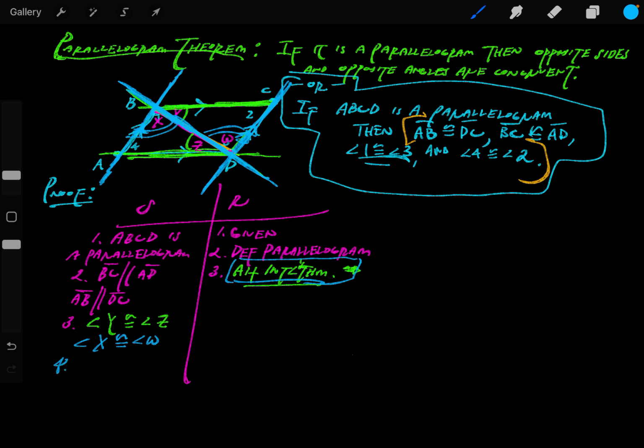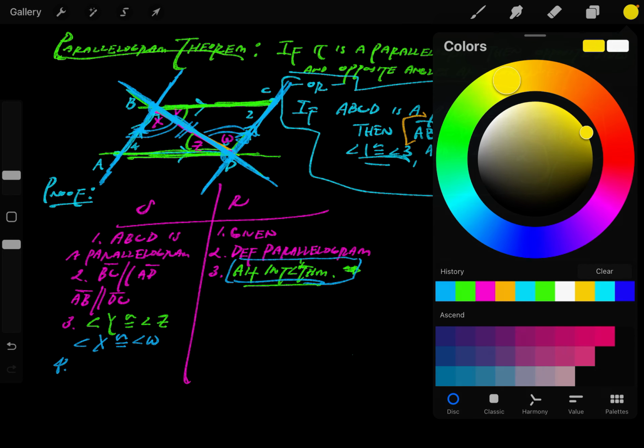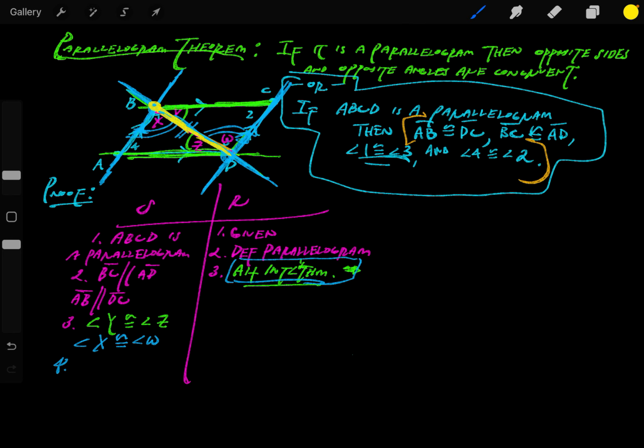4. Now I just state that this diagonal, BD, I'm going to outline it in a different color, is congruent to itself. And that's reflexive. Now we should see that we have our end goal. These two triangles are congruent, because I have this angle congruent to this angle, I have X congruent to W, and the side between them, this side, is congruent to itself. So this triangle is congruent to this triangle. I have that the triangles are congruent by angle, side, angle.